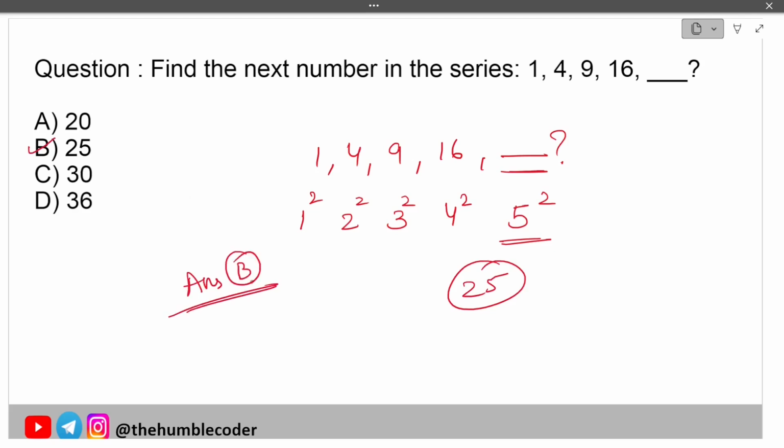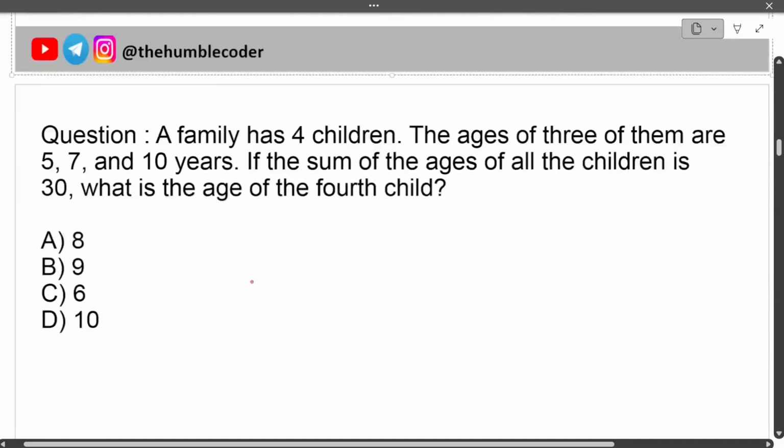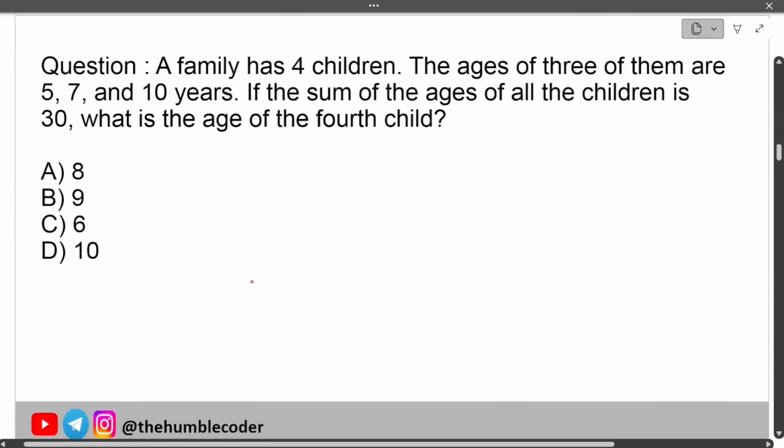Now guys, before moving on to the next question, I want all of you to not just watch the solutions directly. Just wait for a moment or pause the video and try to think of the solution in your own mind. That way your memory power will increase and you will get the approach of how to solve these types of questions. Okay, now let's move on to the next question.